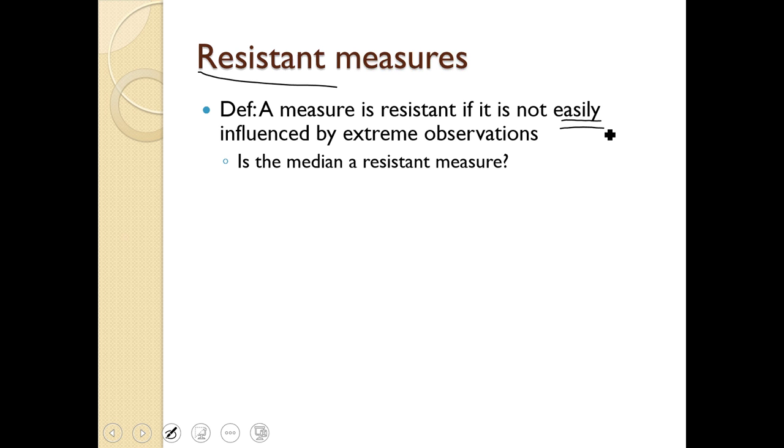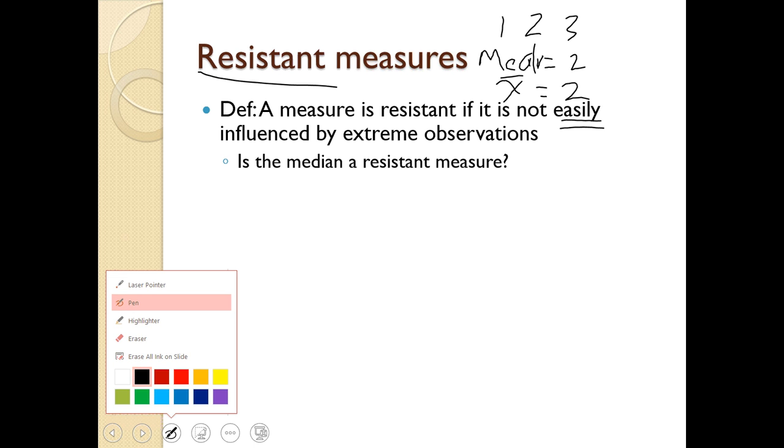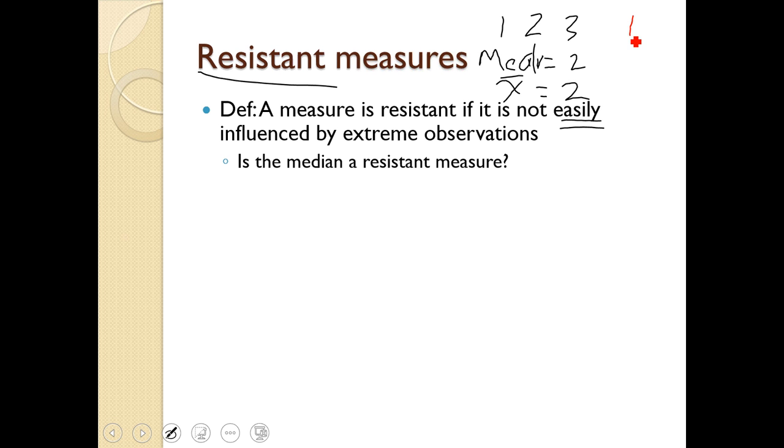So think about a data set: 1, 2, 3. The median of that data set equals 2. And then the mean, x bar, is 1 plus 2 plus 3, which is 6, divided by 3, which is 2. So let's say that we put an extreme observation in there. We'll add something like 12.